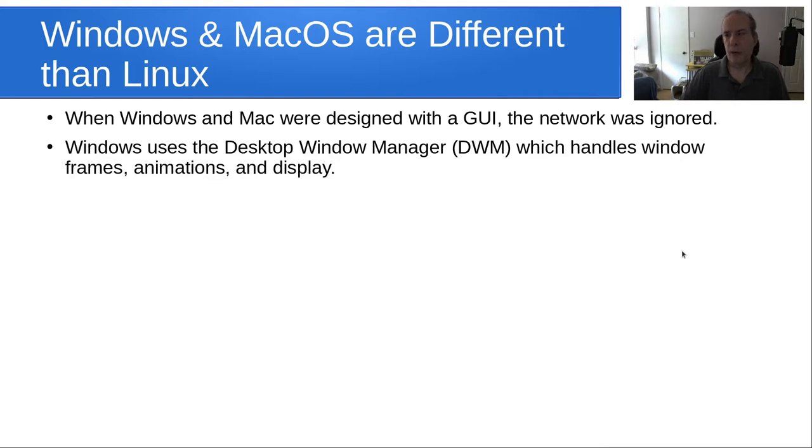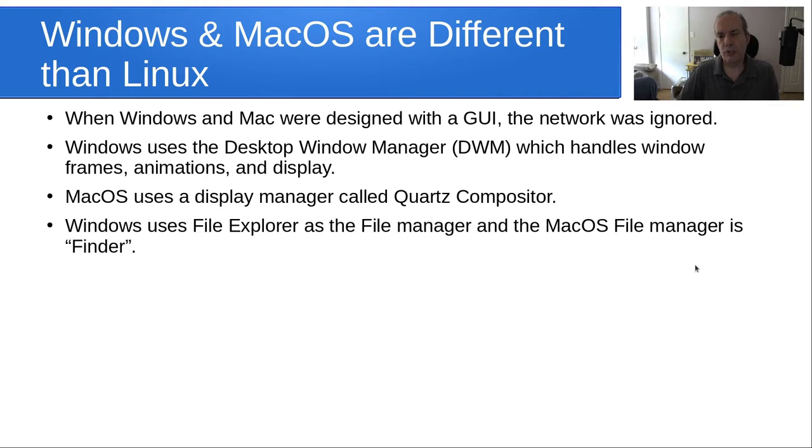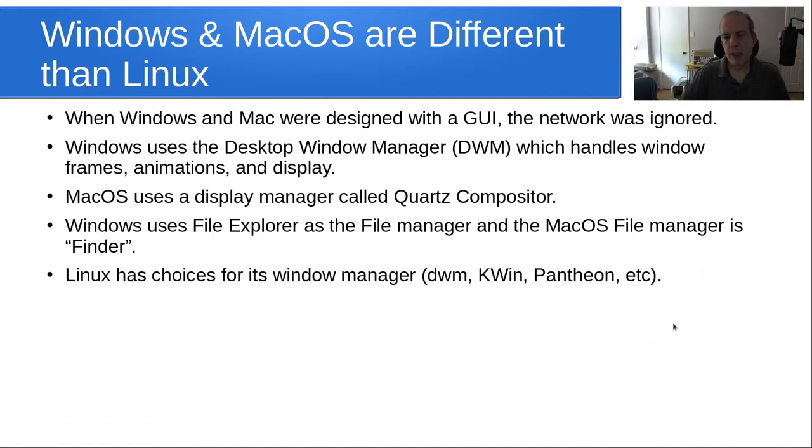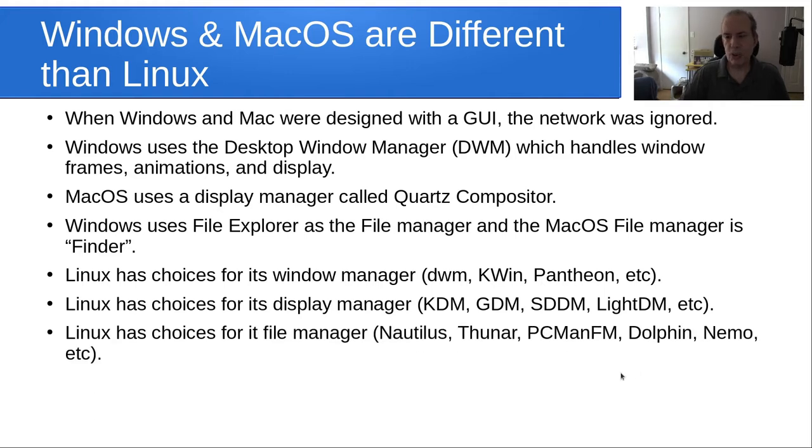Windows uses the Desktop Window Manager, DWM, which handles window frames, animations, and its display. Mac OS uses a display manager called the Quartz Compositor. Windows uses File Explorer as the window manager, and Mac OS's file manager is Finder. Linux has choices for its window manager: another one called DWM, not to be confused with Windows DWM, KWin, and Pantheon, and there are several others. Linux has choices for its display manager: KDM, GDM, SDDM, and LightDM. And Linux has choices for its file manager: Nautilus, Thunar, PCManFM, Dolphin, Nemo, and there are several others.